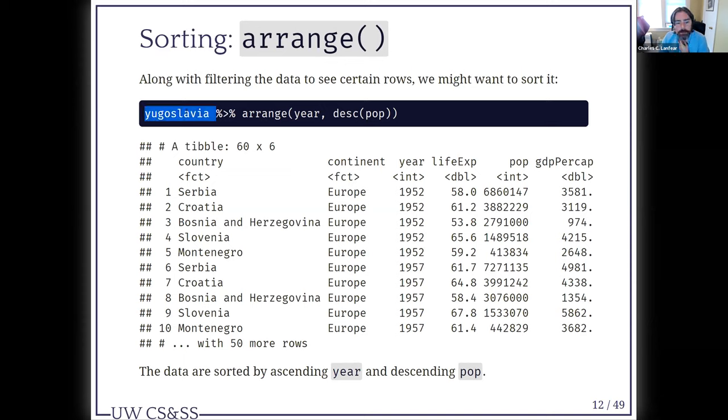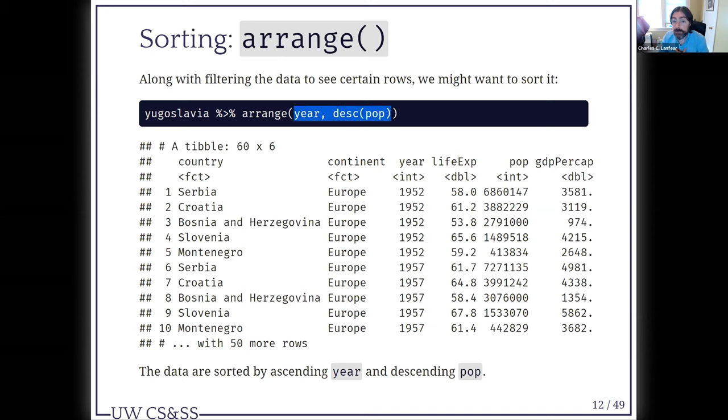So here I say, take the Yugoslavia data and then rearrange the data so that it is ordered by year, by descending population. The way arrange works is it's going to first order it by year. Once it's done reordering the data by year, it's then within each year going to arrange it by population in descending order. If I look down here at the data, you'll see all the years 1952, all observations here, then 1957. But if I go over to population, instead of starting at the low values, it starts at high values and works its way down until the lowest population country within 1952, and then it starts over at a high population in 57 and counts down.